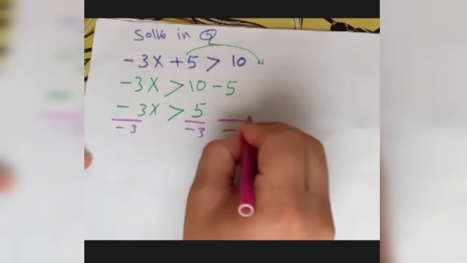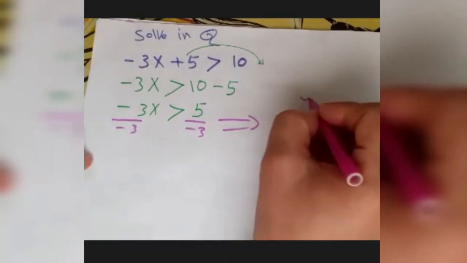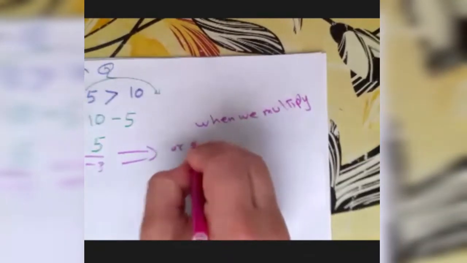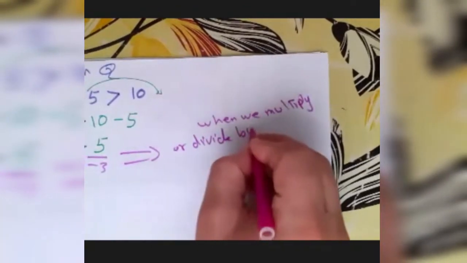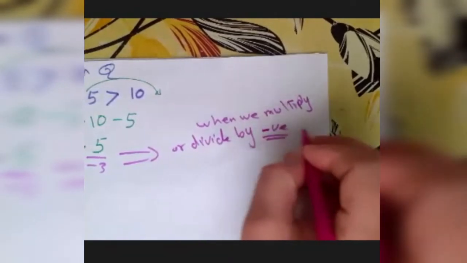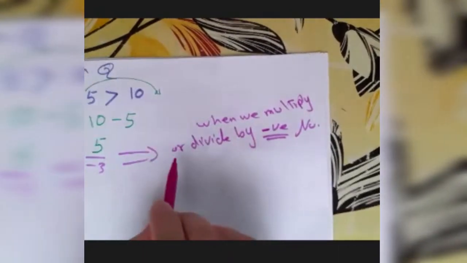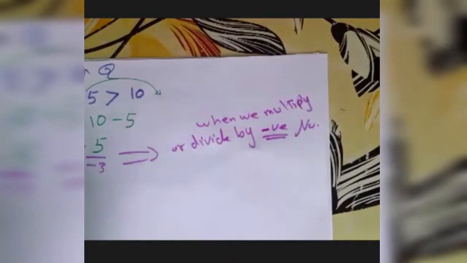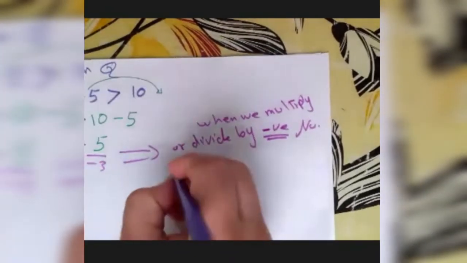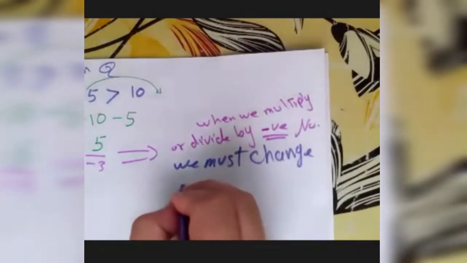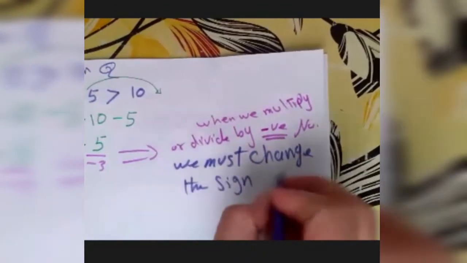Now look at this rule. When we multiply or divide by a negative number in the inequality, we must change the sign of the inequality.